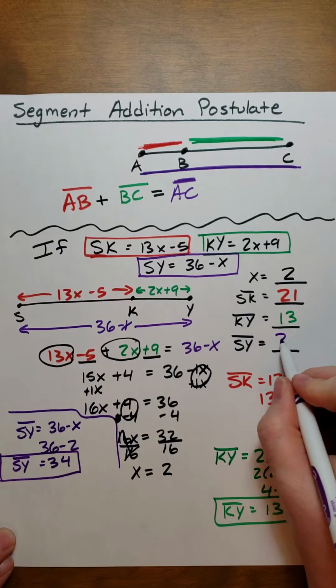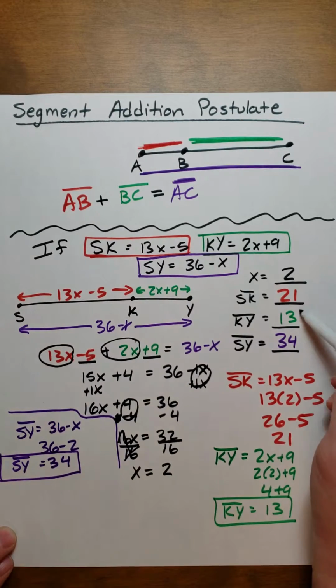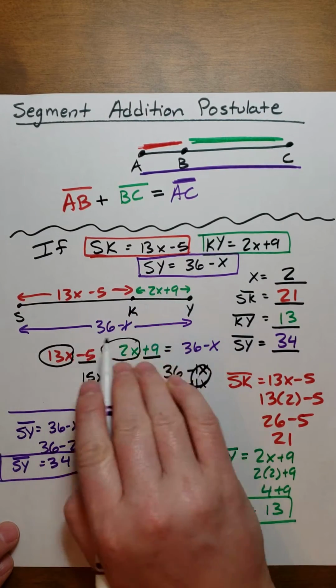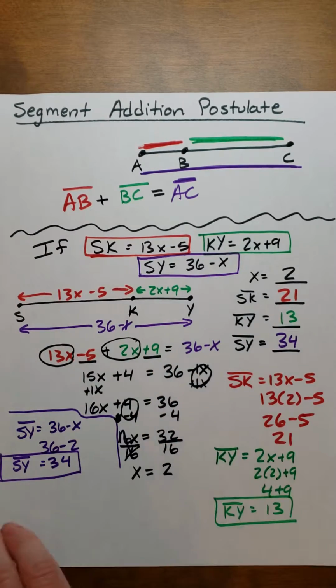Okay, another way to check that is if I add the two smaller segments together, that's going to give me the distance of the longer segment. So 21 plus 13 is 32. So I know for a fact that this work is correct. Okay, all right.